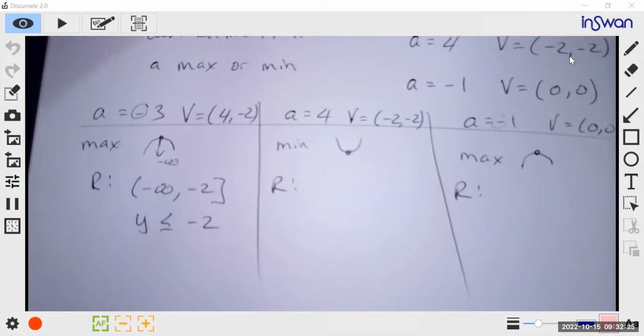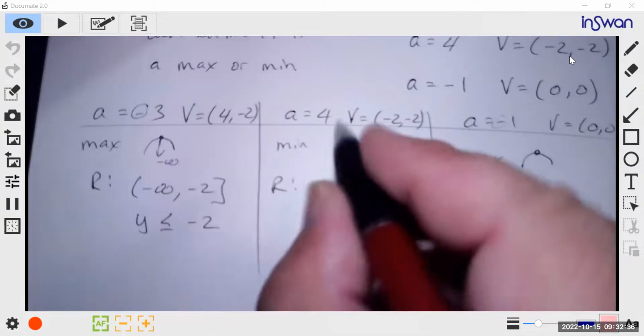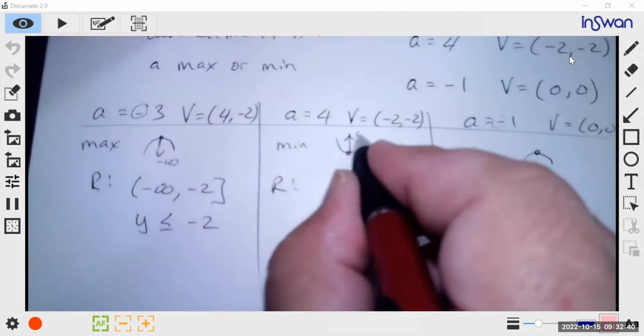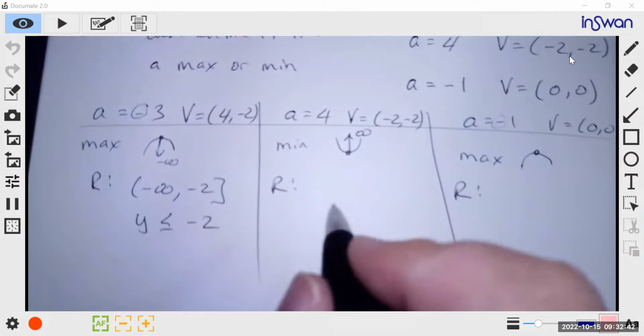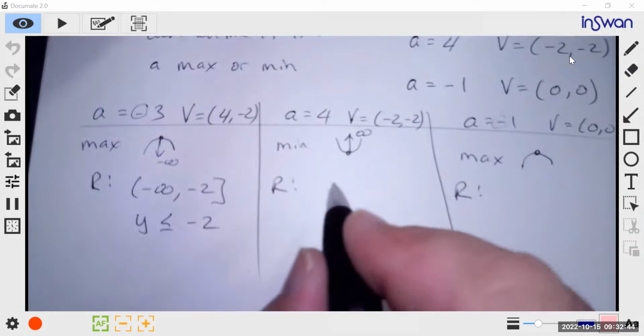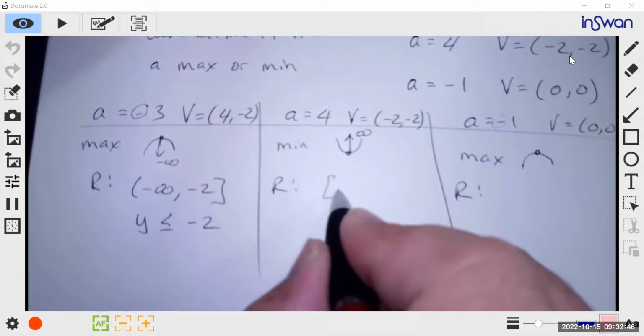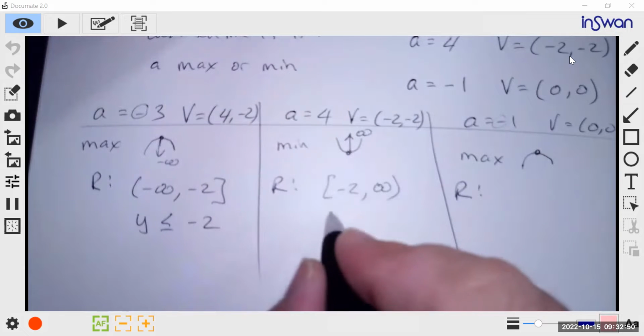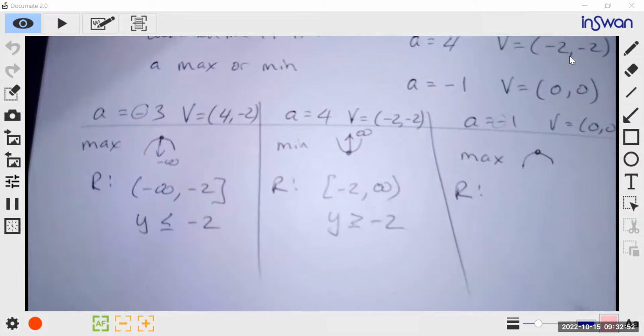The second one, here's the vertex, it's going up. If it's going up, it's going to positive infinity. So the smallest range you can have is -2 all the way to infinity. Y is greater than or equal to -2.